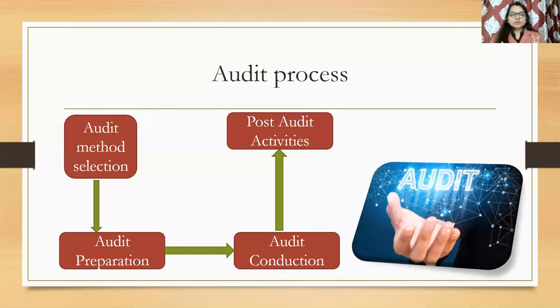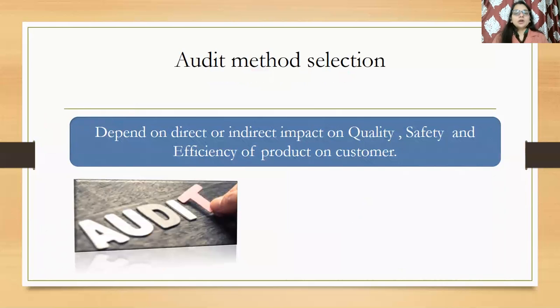So what is the audit process? Audit method selection, then audit preparation, then audit conduction, and after the audit, post-audit activities. So this is the audit procedure. Let's see what happens, depending upon the direct or indirect impact upon the quality, safety, and efficacy of the product on the customer.